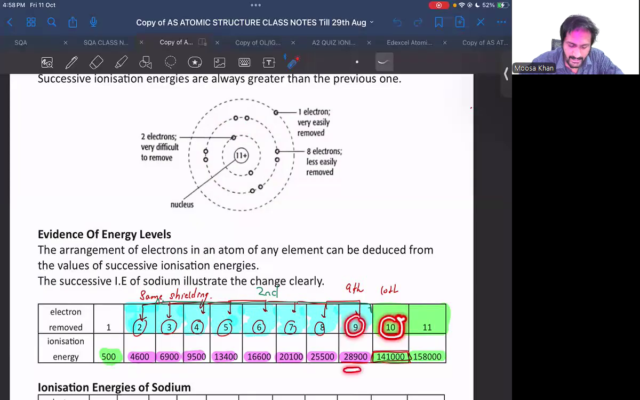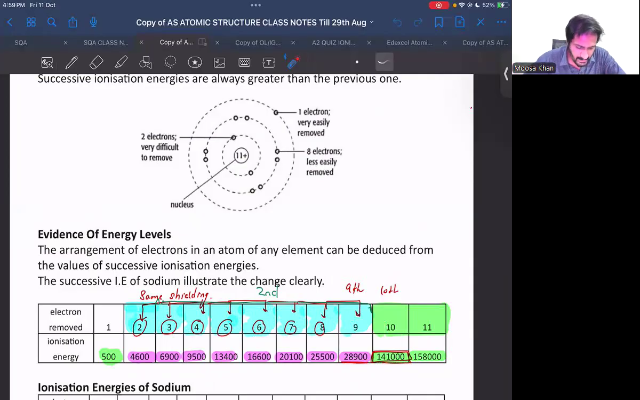If you compare the values of the 9th and 10th ionization energy, the value of 9th ionization energy is 28,900. But as you can see, the value of 10th ionization energy is 141,000. So there is a massive jump in the ionization energies from 9th to 10th ionization energy. Why? Because now the 10th electron that you're going to remove is in the innermost shell. So the big jump between the ionization energies tells us that the number of shells has changed.